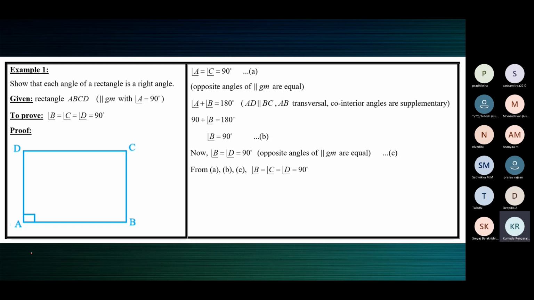I'll wait for some time. What I explained is what you can see on the slide now. So as you write, just recall what you understood.